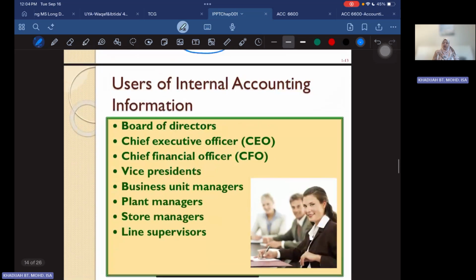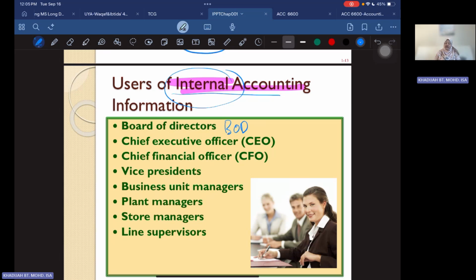Okay. Now we mentioned users of internal information. So who are our internal users? The Board of Directors, or what we call the BOD, will need that accounting information for decision making in terms of the profitability of the company. What can be done, what needs to be done. For example, we have the CEO, the Chief Financial Officer, the Vice President, unit managers, plant managers, store managers. All these are internal. So they need information for them to make decisions.